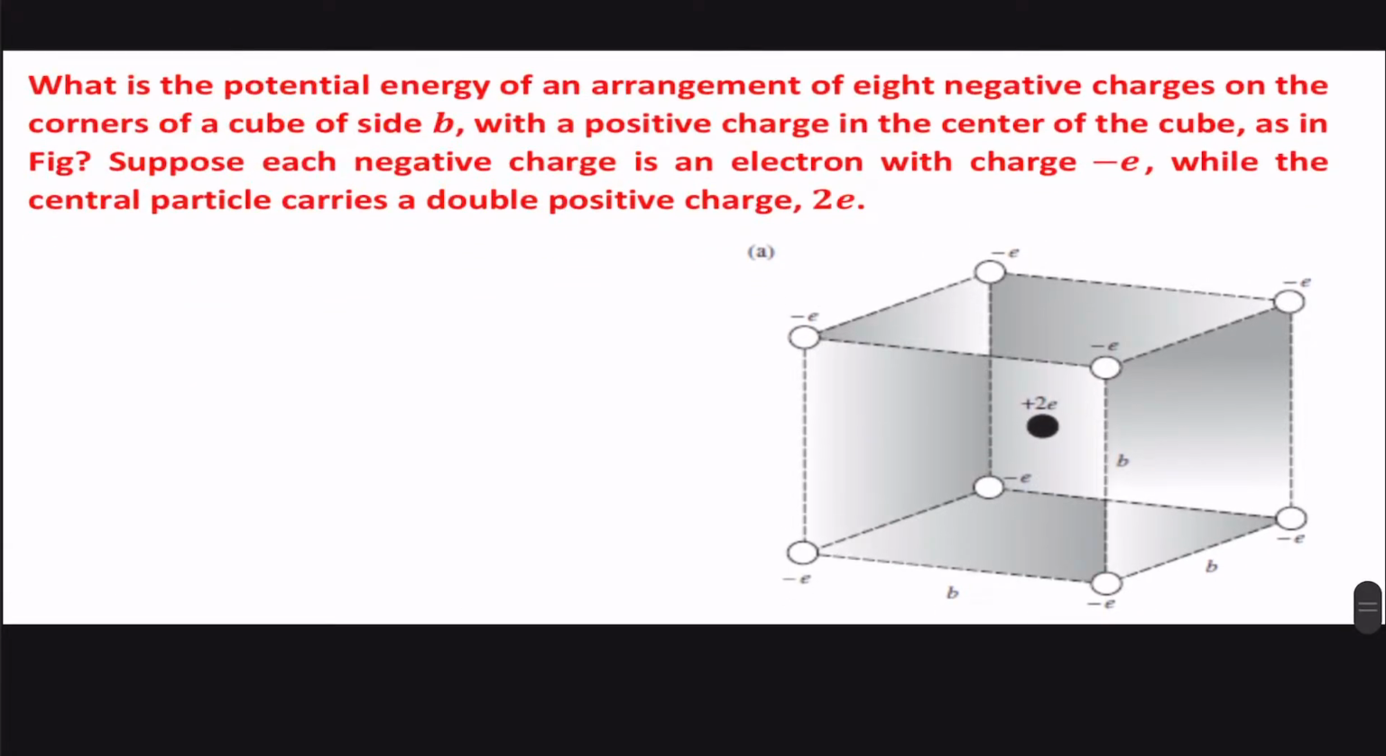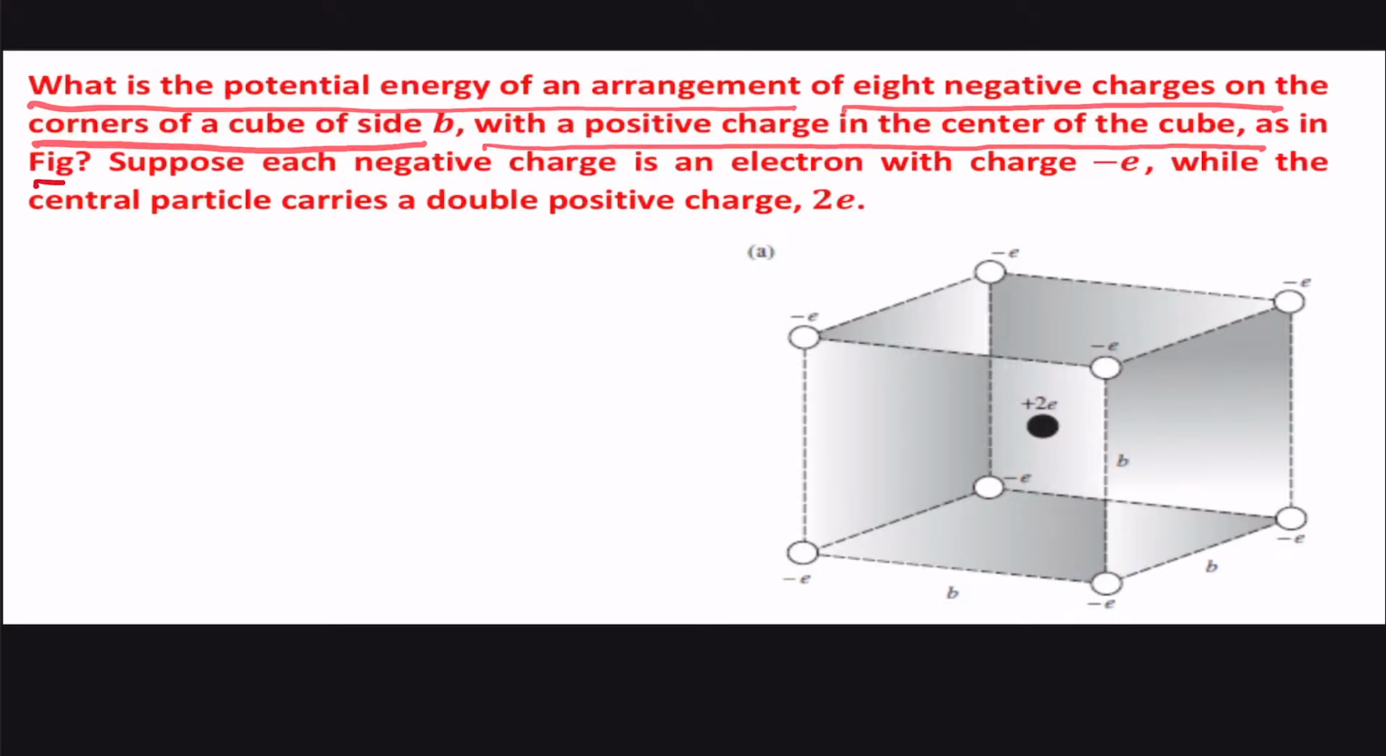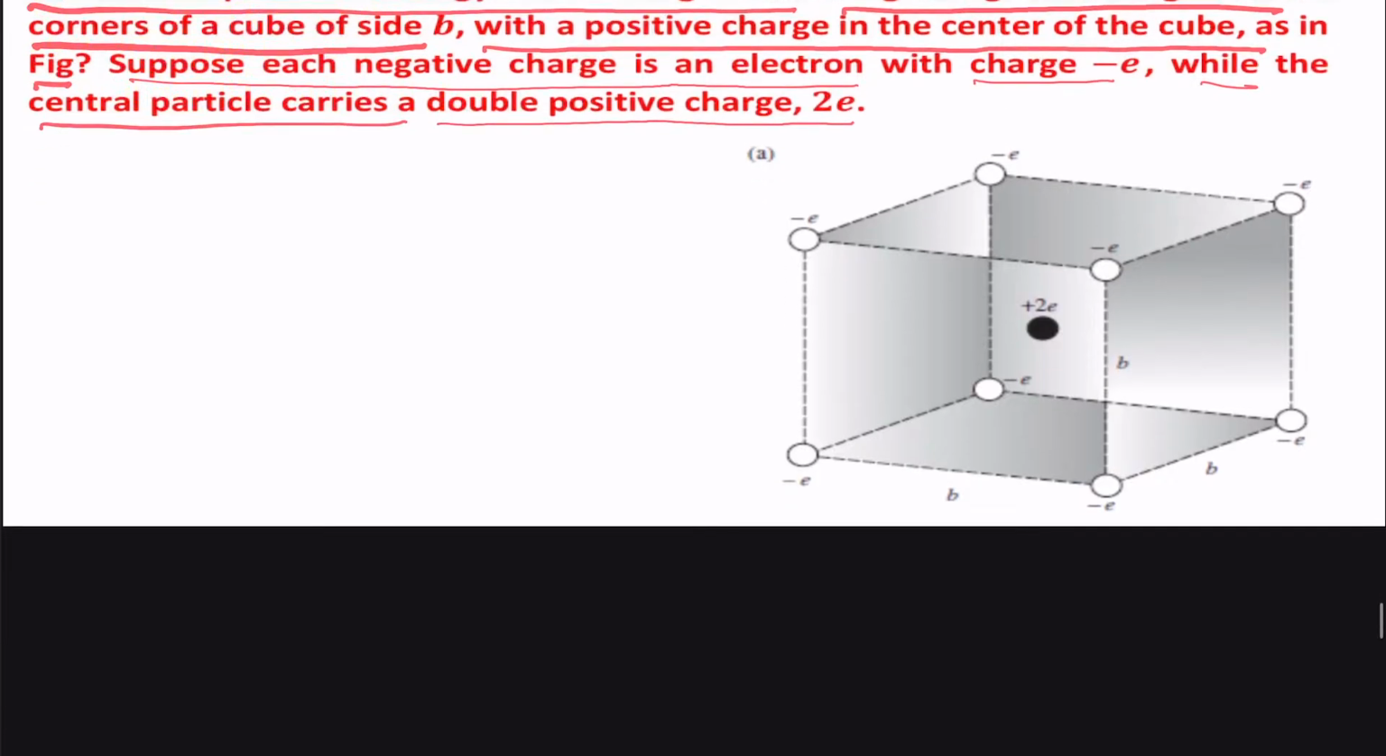In this case, we are given: what is the potential energy of the arrangement of 8 negative charges on the corners of a cube of side B, with the positive charge in the center of the cube, as in the figure. Suppose each negative charge is an electron with the charge minus e, while the central particle carries a double positive charge, that is 2e. So we are given a cube, and each corner has the charge of an electron and the center has a charge of positive 2e.